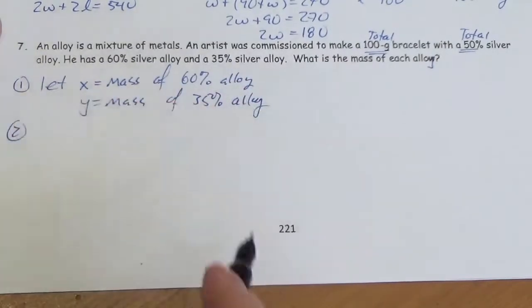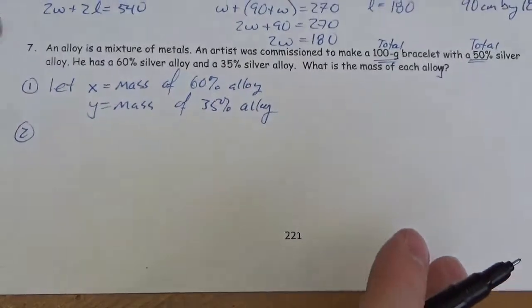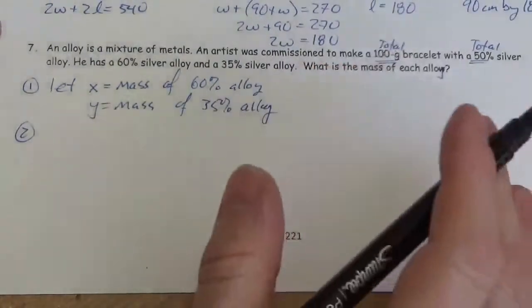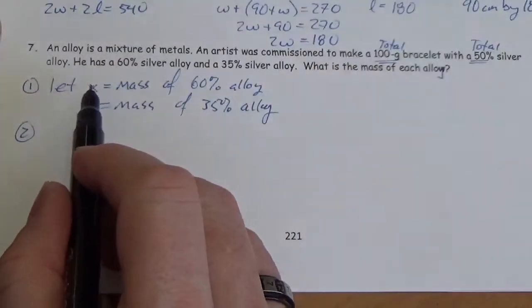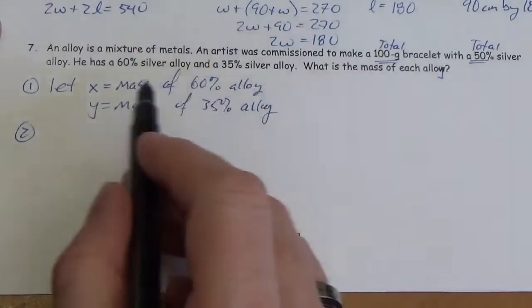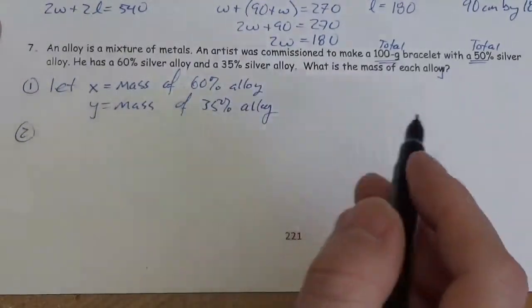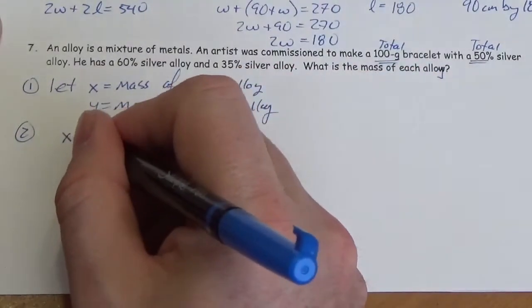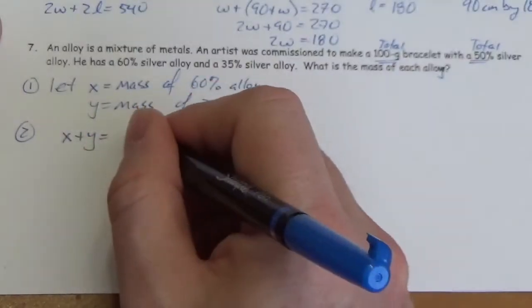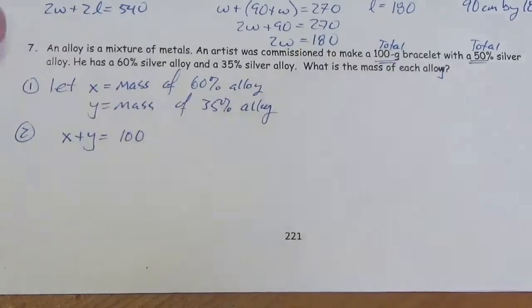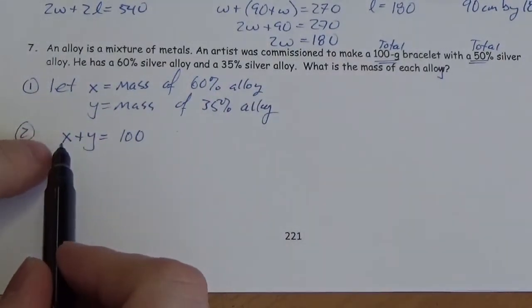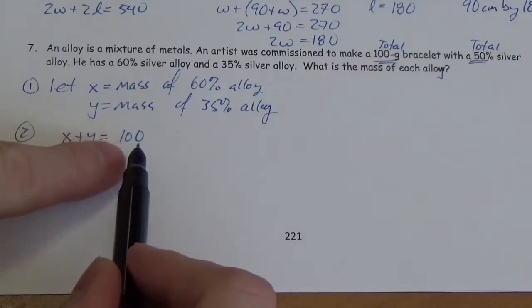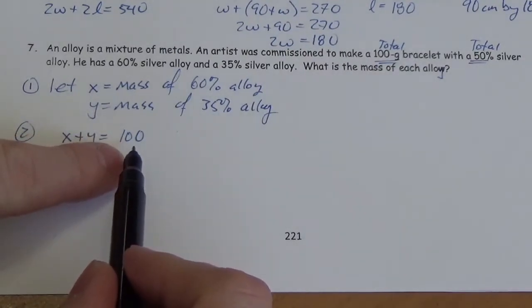Okay, so next I'm going to get to my equations, and here's where the issue is. The first one is not so bad here because I know that whatever I grab of the 60% alloy and mix with the 35% alloy, my result has to be 100 grams. So that's easy. The first equation is x plus y equals 100. This is mass of alloy plus mass of alloy equals the total mass of the final alloy.